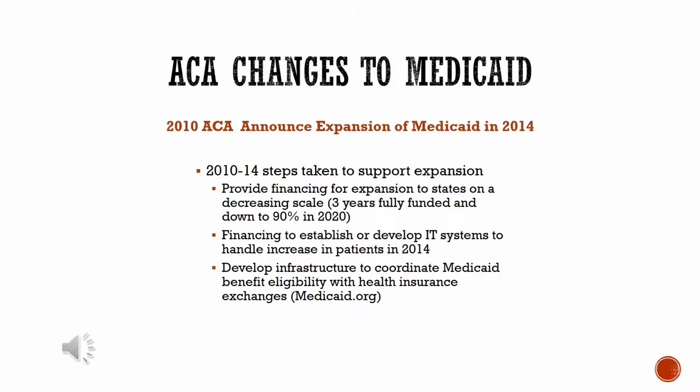The federal government, to encourage states' participation, offered the states full funding for the first 3 years post-implementation, funding which decreases down to 90% in the year 2020. They also spent money to establish IT systems that would be able to handle the increase in patients. Another way they prepared is in the creation of the infrastructure to coordinate Medicaid and health insurance exchanges.